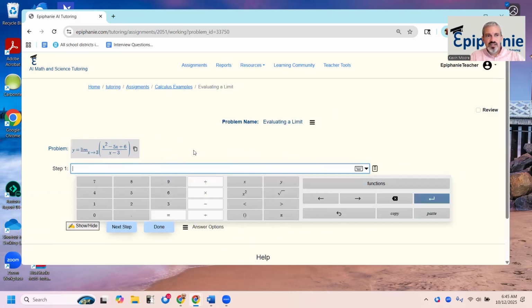Okay, let's start with this problem on limits. You'll notice first that we've set a variable equal to this limit. Right now, all problems in Epiphany must be equations. So we're going to set this variable y equal to the limit we're trying to take. We're going to start out like that.